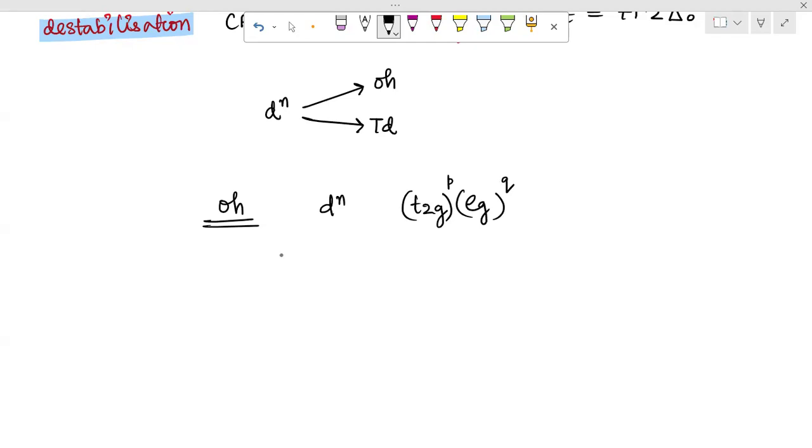Now, the crystal field stabilization energy is equal to the number of electrons that have entered t2g, which is p, times the energy of each of these electrons, minus 0.4 delta O, plus the number of electrons that have entered eg, which is q, and each of them will have an energy of plus 0.6 delta O. This is how you find CFSE of an octahedral complex.